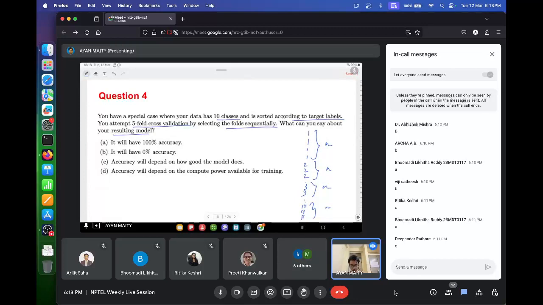Option A is it will have 100% accuracy, option B is it will have 0% accuracy, option C is accuracy will depend on how good the model does, and option D is accuracy will depend on the compute power available for training.